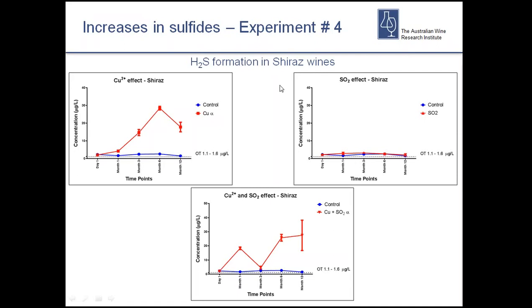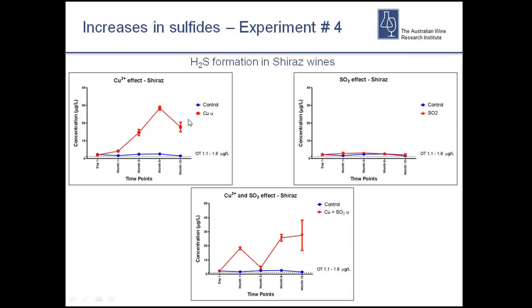Every time, in all the graphs I've shown you previously, if you add copper to a Shiraz sample, you always get an enormous increase in hydrogen sulfide. So we didn't see any effect of SO2 on the formation of hydrogen sulfide. And the combined effect of copper and SO2 was not as dramatic as we previously saw in the Verdelho samples. In this case, we get quite a different evolution pathway of our hydrogen sulfide, and the amounts of hydrogen sulfide formed are very similar to the copper effect.